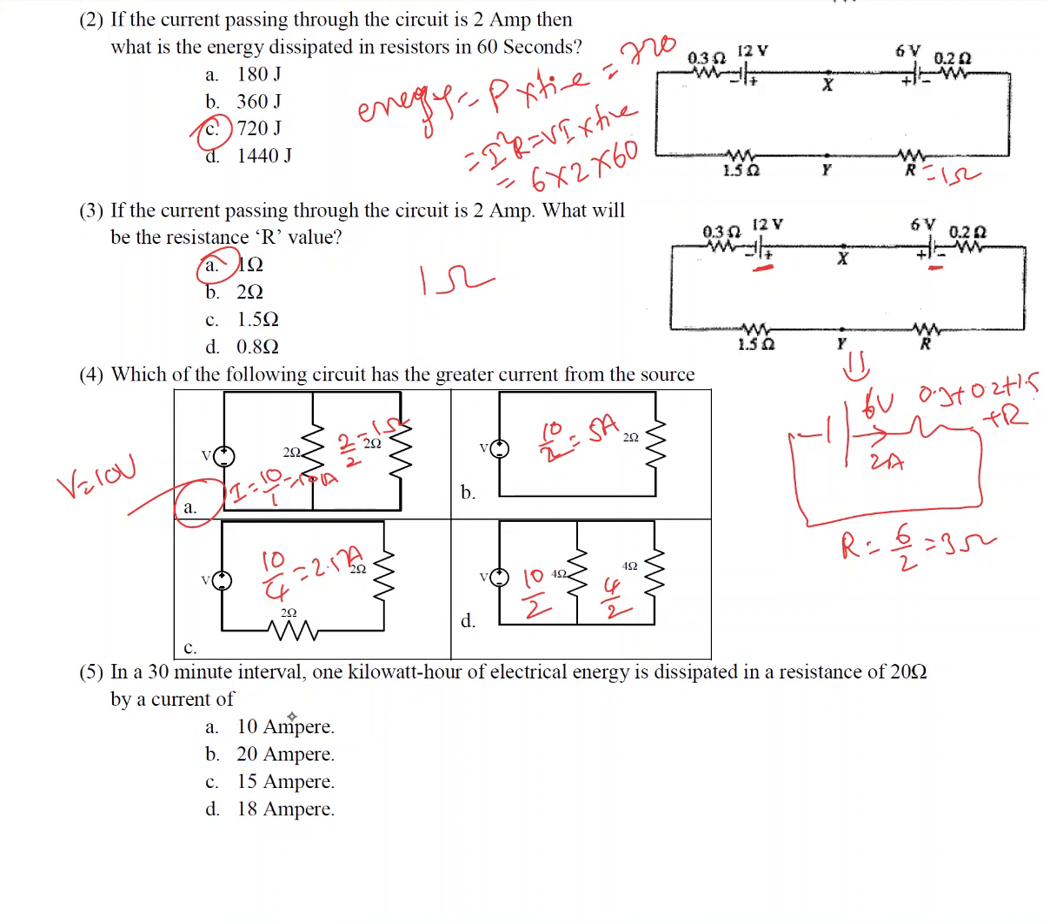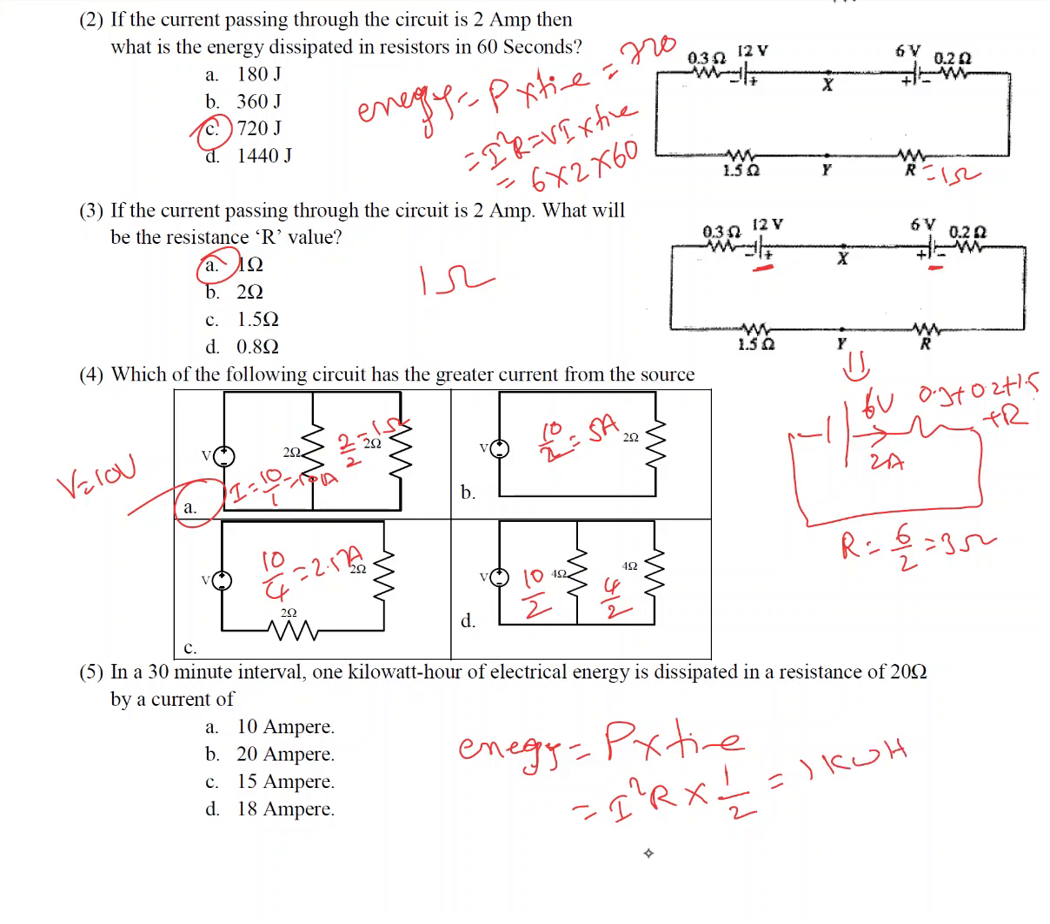Now, in a 30-minute interval, 1 kilowatt hour of electrical energy is dissipated in a resistance of 20 ohms. What current are we talking about? Basically, energy equals P times time. P is I squared times R, times time, which is 30 minutes. I'm going to convert that into hours, half an hour. This value is given as 1 kilowatt hour.